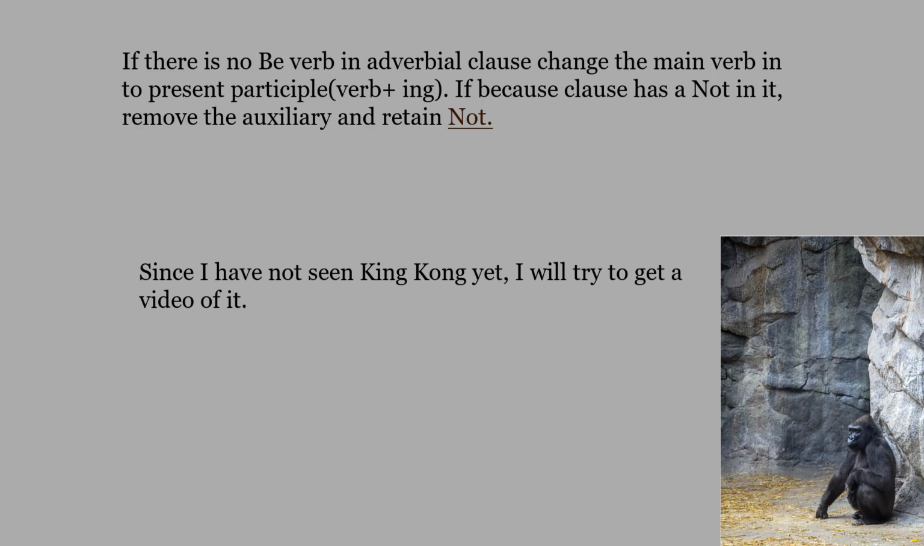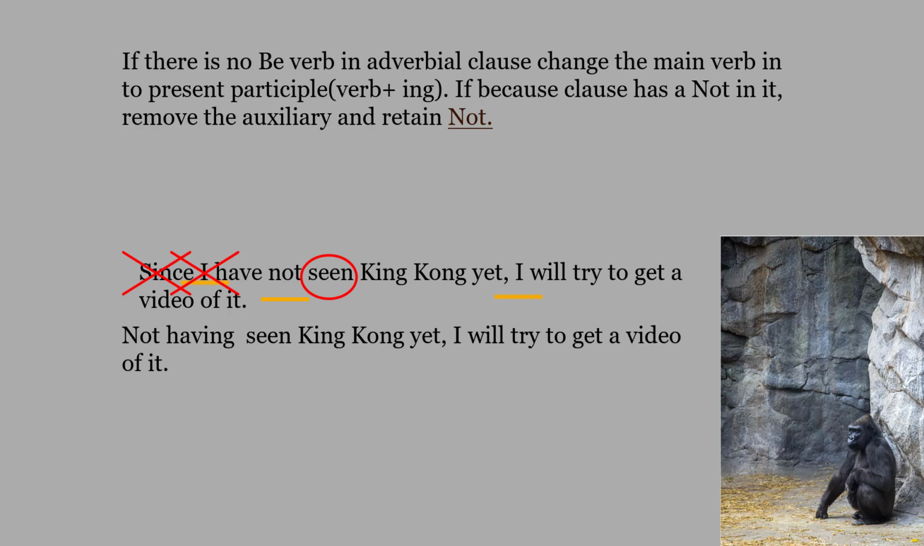Look at this example. Since I have not seen King Kong yet, I will try to get a video of it. And there is not in this sentence. I must keep the not. And second step, omit the subordinating conjunction since, and then look at the subjects, they are the same. Omit the subject too, and then the verb, it is not be, it is seen. It is present perfect tense. I keep the helper have and not, and the reduction will be not having seen King Kong yet, I will try to get a video of it. Keep in mind, not comes first, meaning before the present participle. Here the present participle is having, not comes before having, not having.